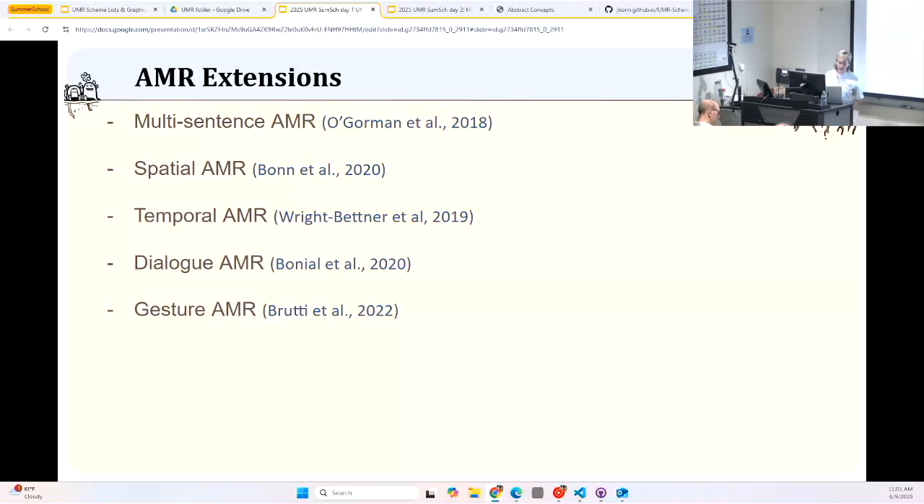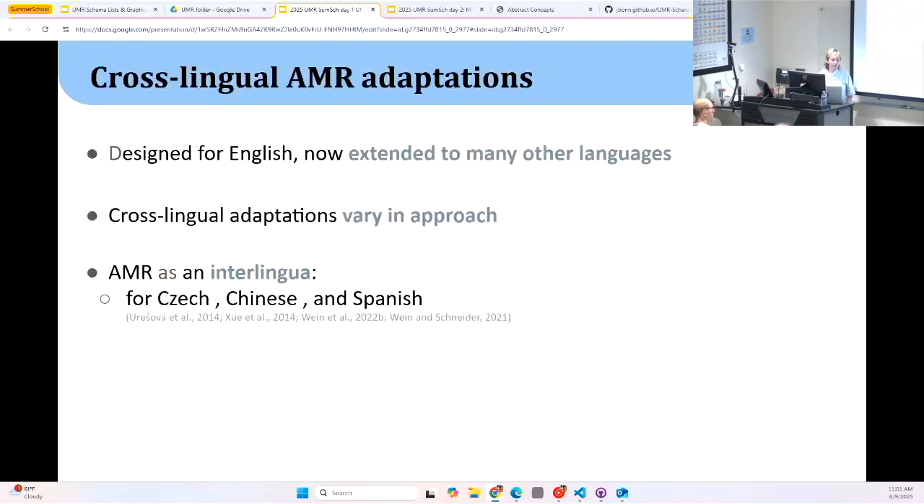Yeah, so lots, and these are not the only things. There are other adaptations too, but those are the ones that I'm most familiar with. Cross-lingual AMR adaptations, there are a lot of them. If you have any questions about this, ask Shira.